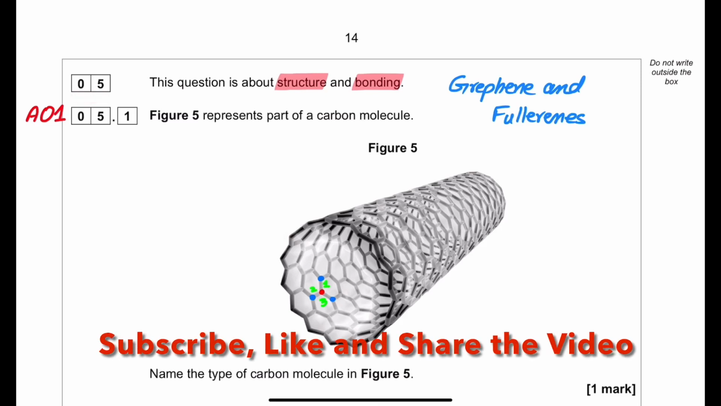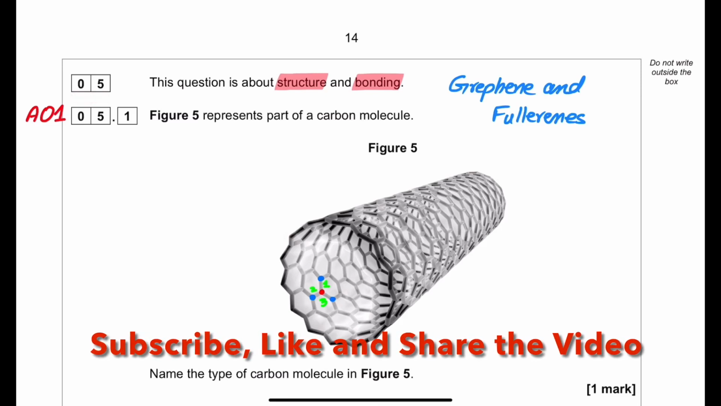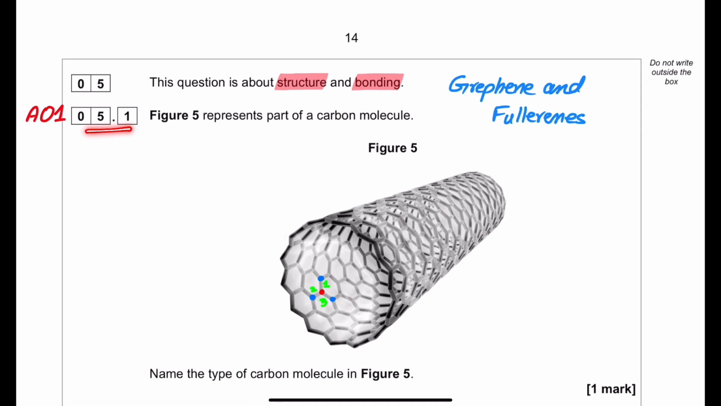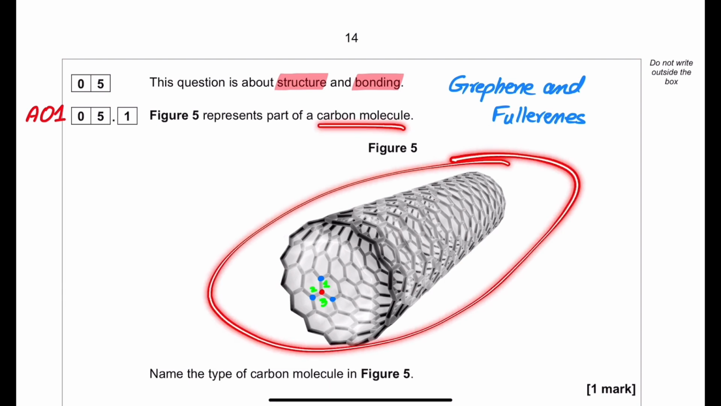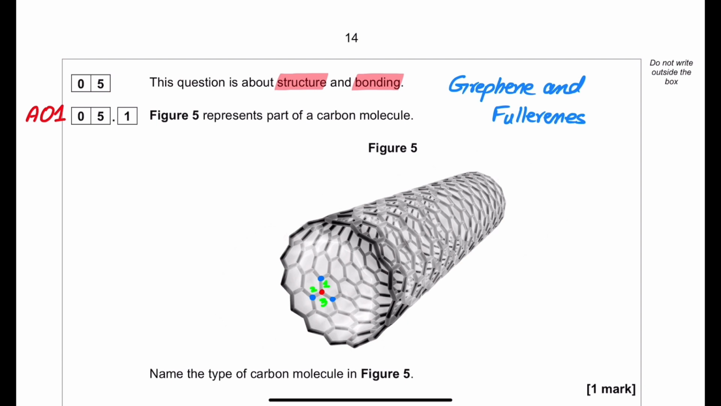Question number 5. The question is about the structure and the bonding. 5.1 is an A1 question, which is a knowledge-based question, and students must have the knowledge about the structure and bonding of the carbon molecules. Figure number 5 represents part of a carbon molecule. This question is from graphene and fullerenes.